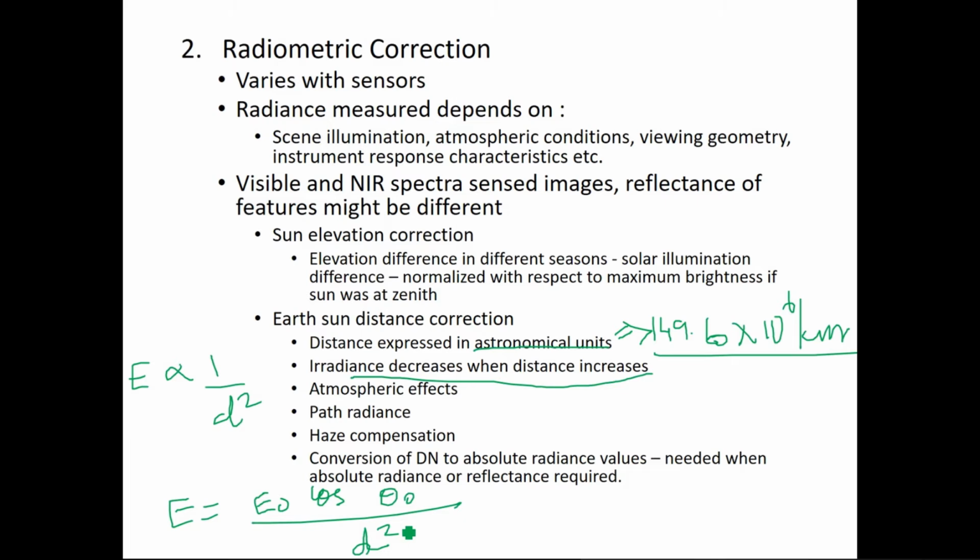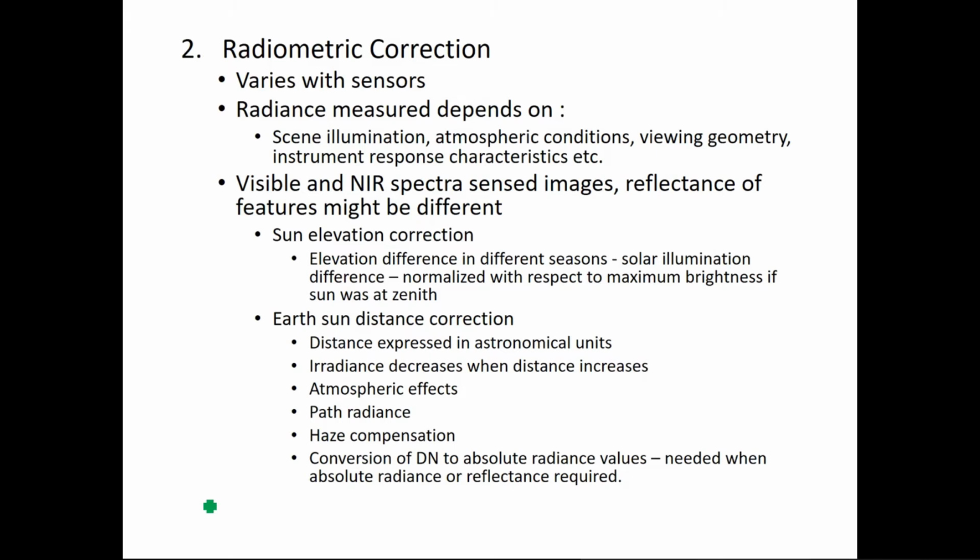This is the equation where E is my normalized solar radiance, E naught is solar irradiance at the mean Earth-Sun distance, theta naught is the sun's angle from the zenith, and d square is the Earth-Sun distance. Anyway, you don't have to go further into detail on the formulas. Let's just understand what it is. The solar irradiance decreases when the distance between the earth and sun increases. As I mentioned, the irradiance is inversely proportional to distance square, proportional to 1 by d square. So this has to be corrected.